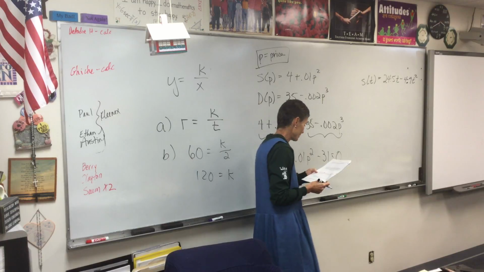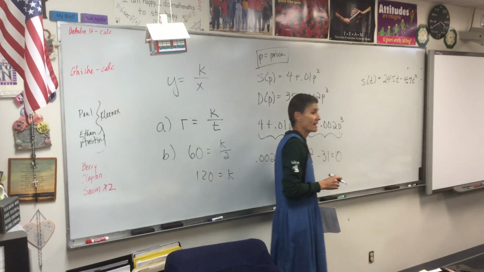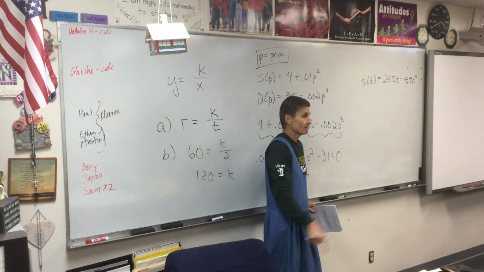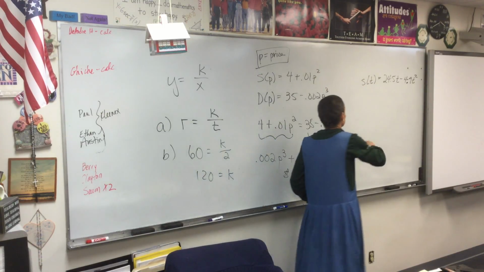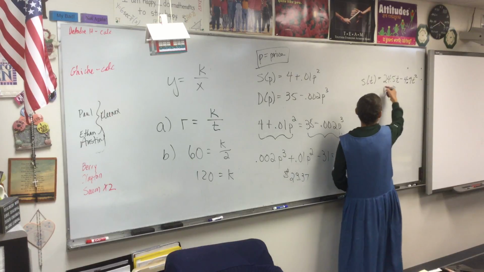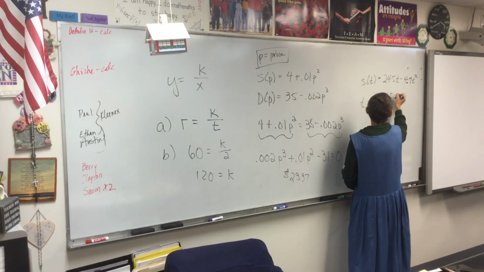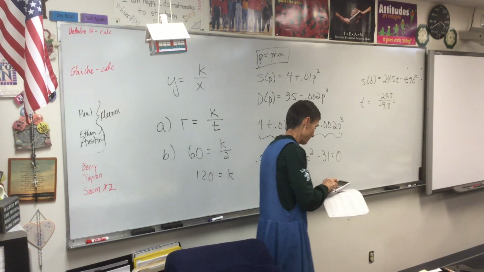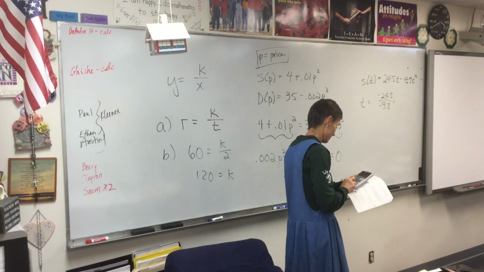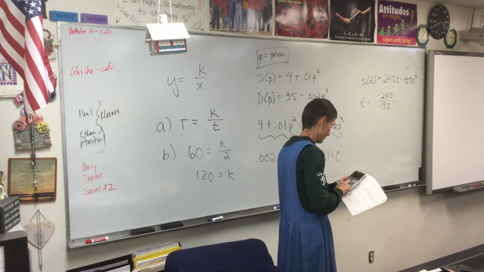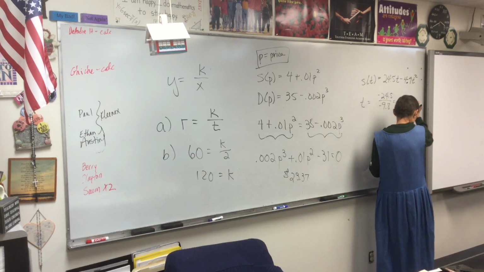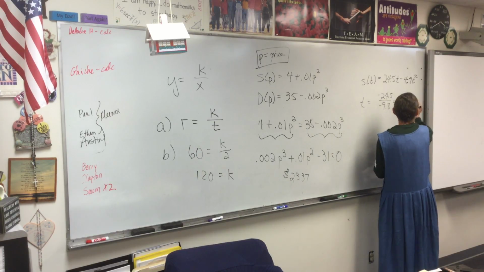How are we going to find when does the ball reach its maximum height? Maximum height would be vertex. T equals negative b over 2a. So when does it reach its maximum height? About 2.5 seconds, or a minute, whatever the time thing is here. Yep, 2.5 seconds.